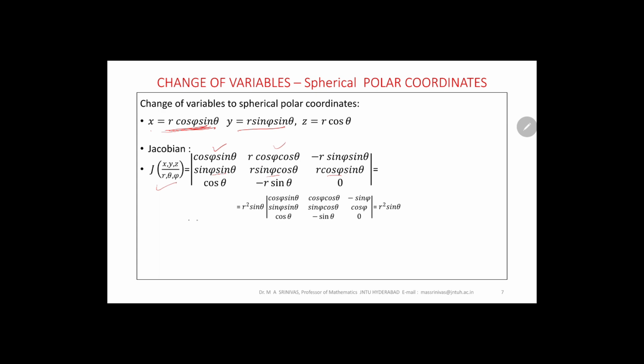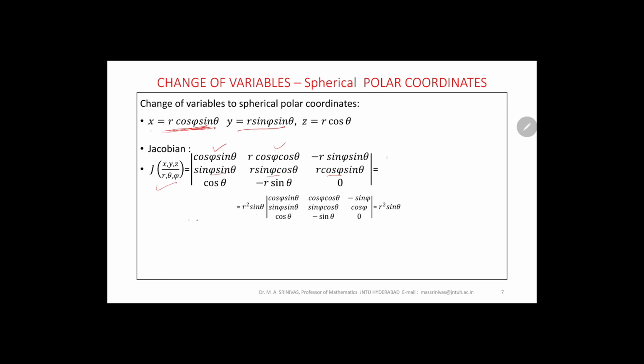So in the second row, second column, r is common. The third column also has r common. So I have taken r from these two columns, therefore r square will be there. And here sin theta is there, so sin theta also I have taken common.